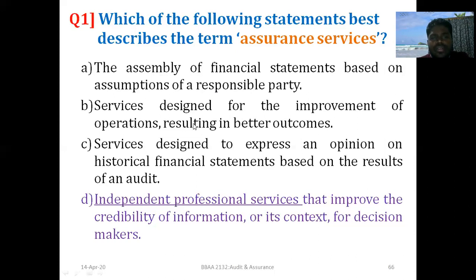Second one, the services designed for the improvement of operations resulting in better outcomes. Services designed for the improvement of operations. What's the purpose of assurance service? Assurance service is an independent professional service that improves the quality of information. But this answer says services designed for the improvement of operations resulting in better outcomes. So this is also not much relevant, no? There are some types of assurance services in audit, like the value for money audit, which especially focuses on efficiency, effectiveness and economy. But here the question is, which of the following statements best describe the term assurance services? So this is not much appropriate. So just wait and see. We will go to the third answer.